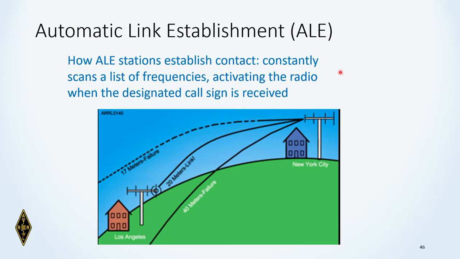And there is actually a pool question that's new in this new pool. Now, how do automatic link establishment stations establish contact? They constantly scan a list of frequencies, activating the radio when the designated call sign is received. That's the end result, how it works.